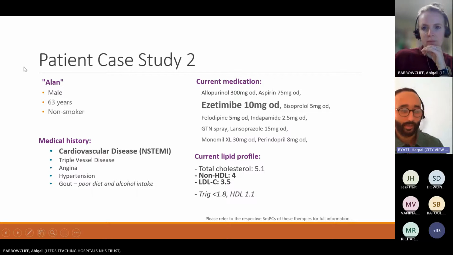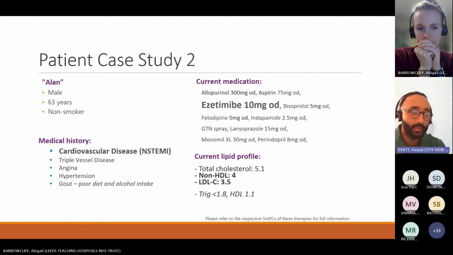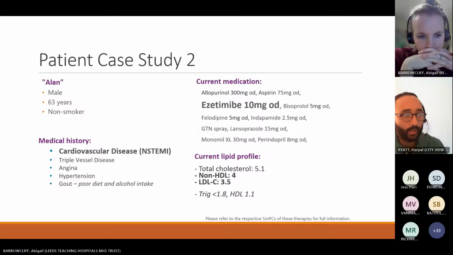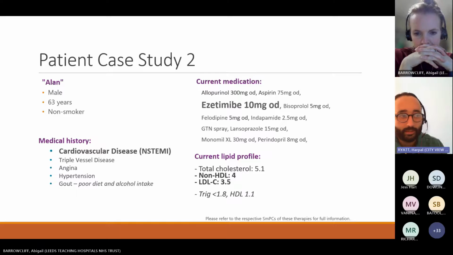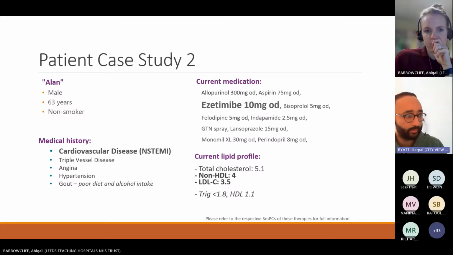So this is the case. Let's call him Alan. Alan is a male, 63, he's a non-smoker. His past medical history includes an STEMI. As well as this, he's got gout, so that's not helped by his poor diet and alcohol intake. Medication-wise, he's on the typical medicines you'd see for secondary prevention and gout prevention, and he remains on ezetimibe 10 milligrams once a day. Lipid profile, so it's last done, his non-HDL was 4 and his LDL-C is 3.5, so he's not to target. So if we can go to the next slide, please.